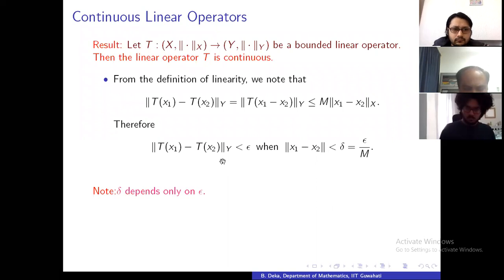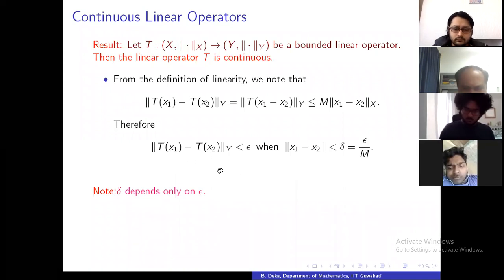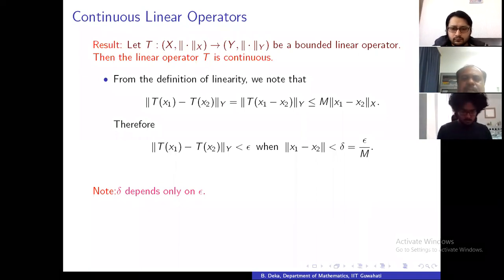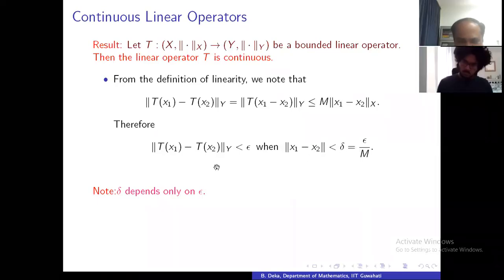Now here, if you see, delta depends on epsilon, but it doesn't depend on x1 or x2. So in other words, you can say it's a sort of uniformly continuous function. That means if T is a bounded linear operator, then T is a sort of uniformly continuous function, in the sense that delta doesn't depend on the values of x1 or x2, right?